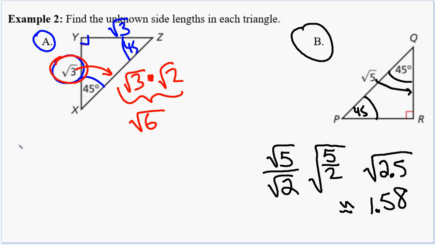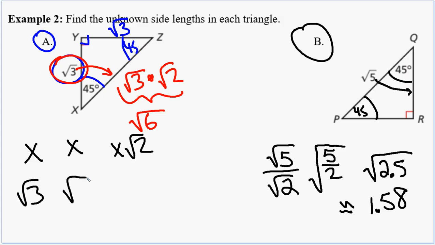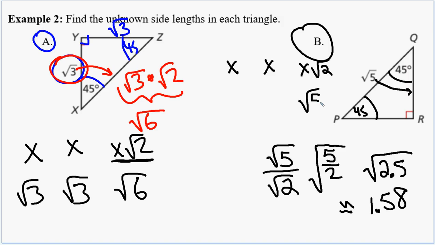So let's see, over here, we had x, x, x root 2. And in this one, our x's were both root 3's. And then we had here, root 3 times root 2 would be root 6. For this 45, 45, 90 triangle, we have x and x root 2. So our x root 2 here was root 5, and then these x's are legs. Let's just put in the decimal, 1.58. There we go.